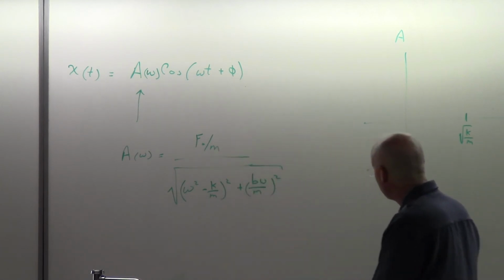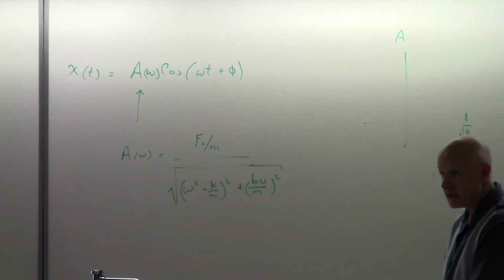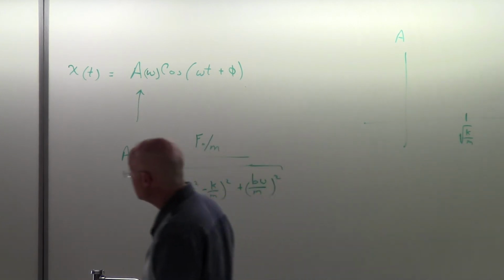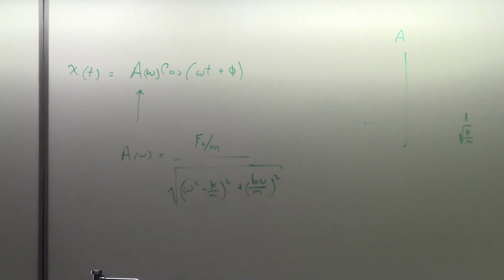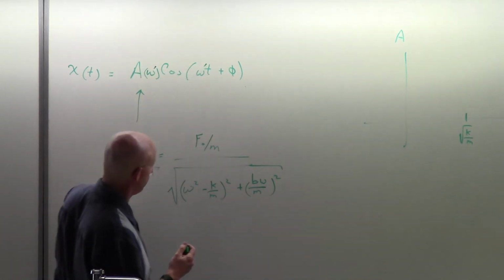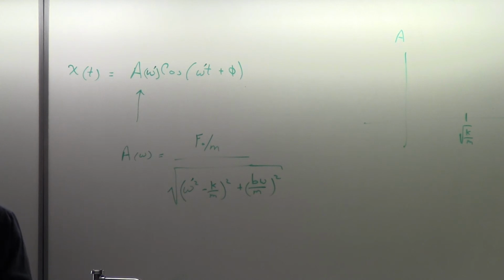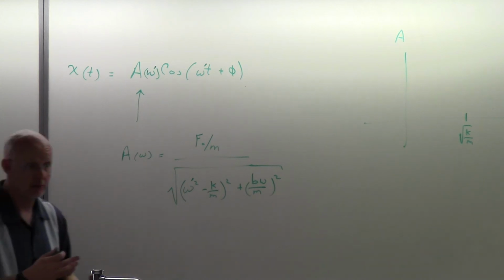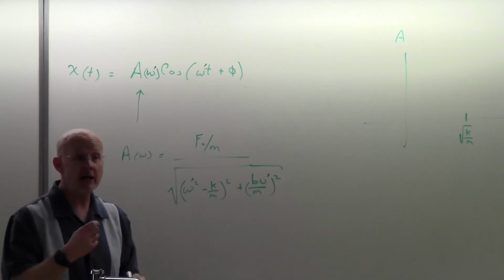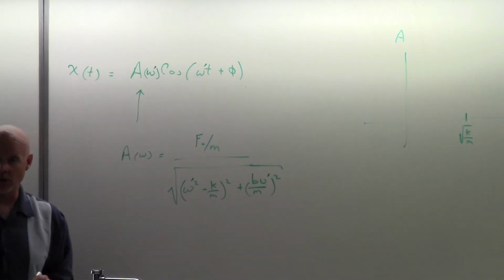Oh, and by the way, I guess I should emphasize, this can be confusing. This omega is the frequency I am shaking it at. Maybe I should put a prime, because I don't want you to think this omega is the square root of k over m. Now it could be the square root of k over m. And in fact, what if the frequency is the square root of k over m?